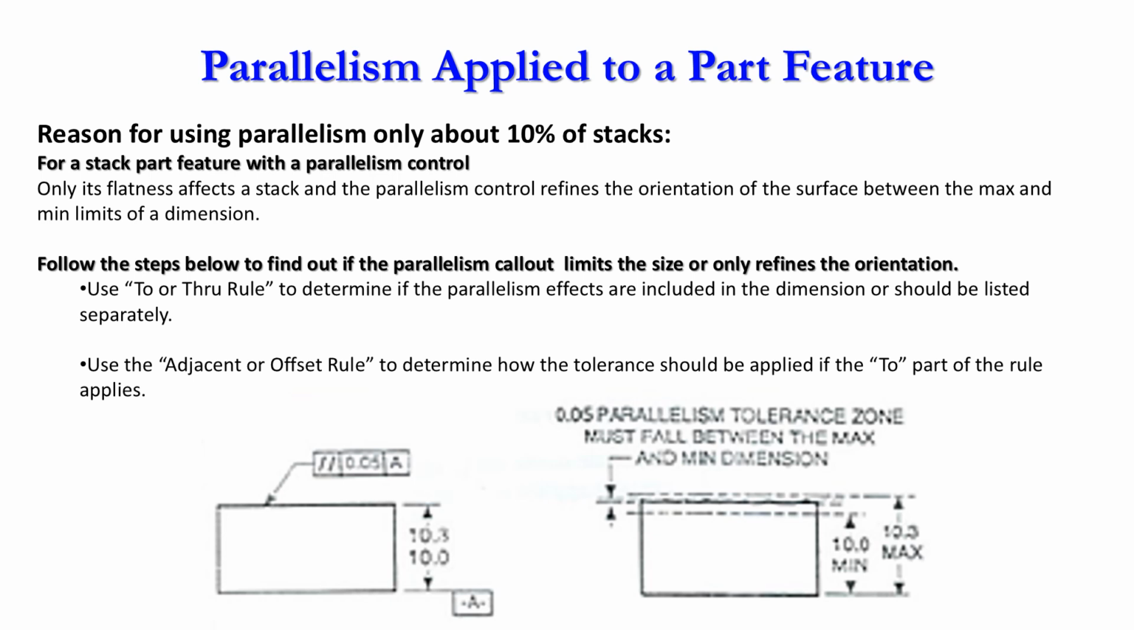Use the rules. Again, you can refer back. Use the adjacent or offset rule. Here the parallelism tolerance is given with respect to datum A. The 0.05 parallelism tolerance zone must fall between the maximum and minimum dimensions. Okay.